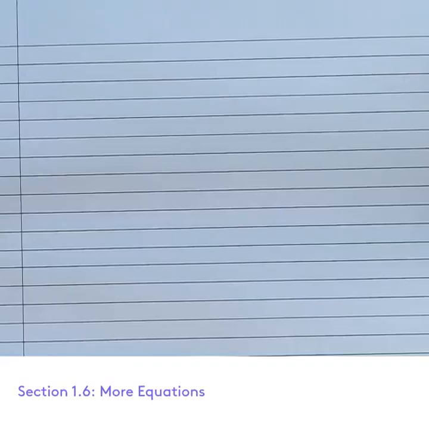All right, now let's take a look at section 1.6 and talk about more equations. The title of this section is a little ambiguous. It's a little vague, more equations, because we're going to talk about several equations, not just one type. We're going to begin with polynomial equations.